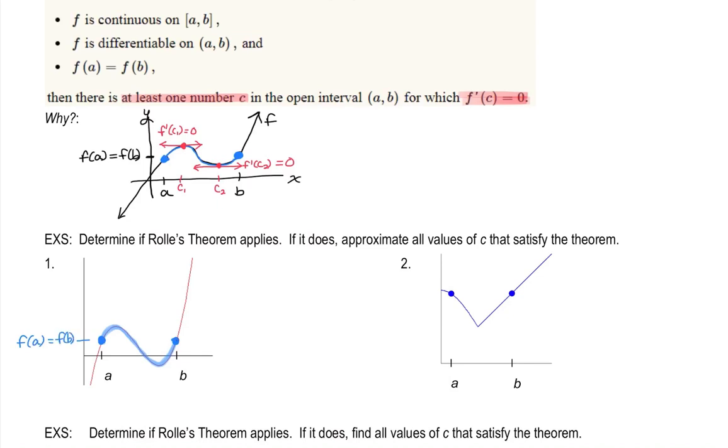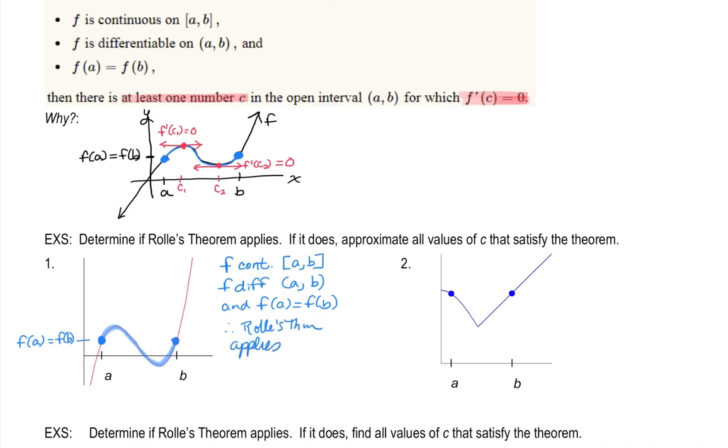So let's write those out. You will need to know these conditions, and you need to be able to write them out with the proper notation. So we are continuous on the closed interval, we are differentiable on the open interval, and the outputs, f of a and f of b, those y values, are equal. Therefore, we know that Rolle's theorem applies.